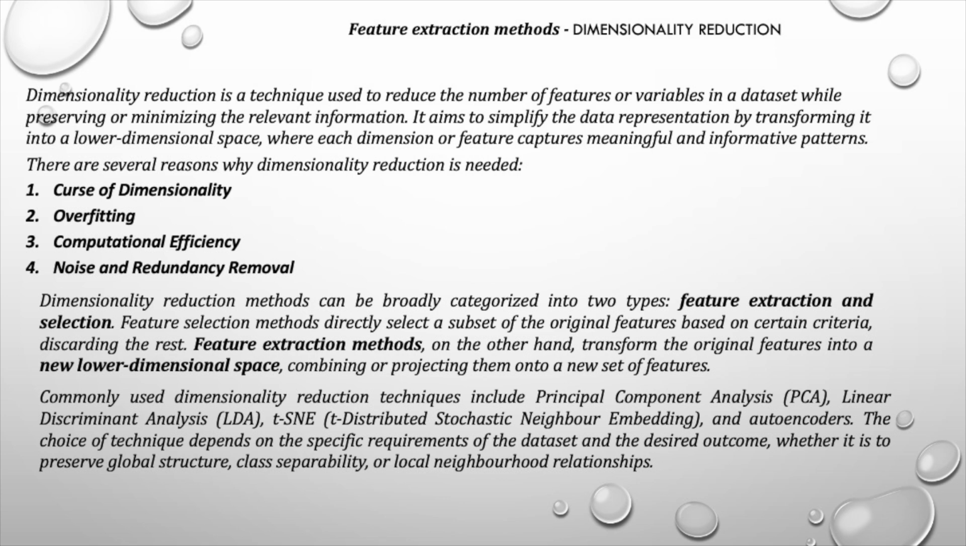Overfitting. High-dimensional data increases the risk of overfitting in machine learning models. When the number of features is large compared to the number of samples, models may become overly complex and capture noise or irrelevant patterns. Dimensionality reduction helps in reducing the complexity of the data, improving model generalization, and reducing the likelihood of overfitting.